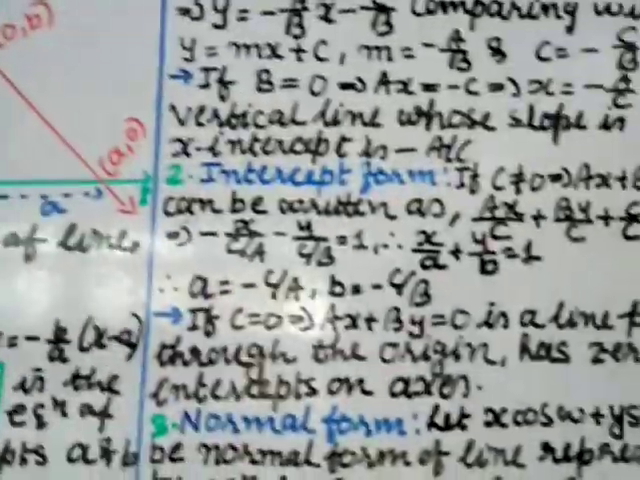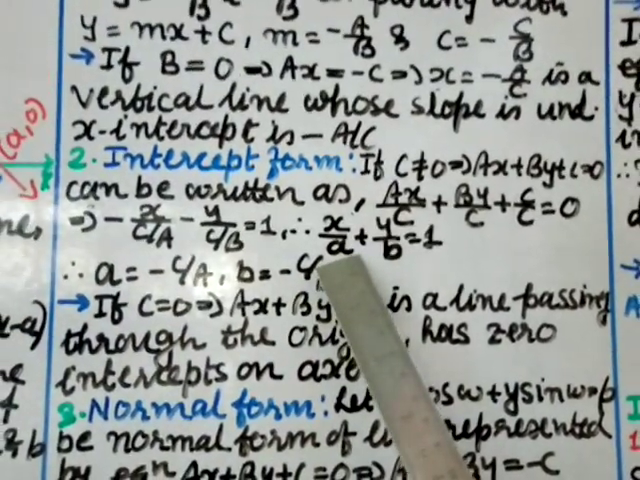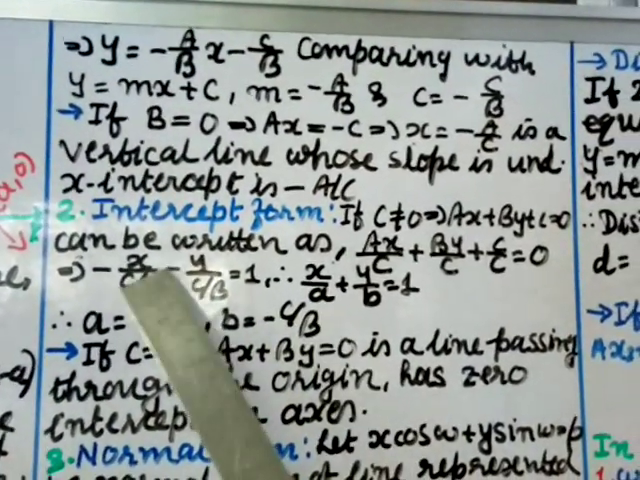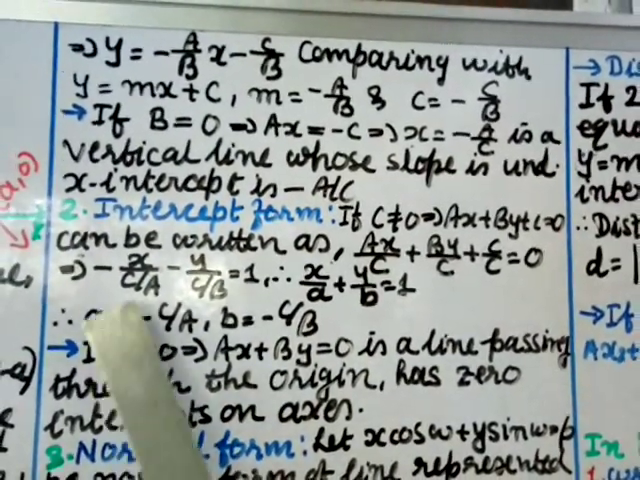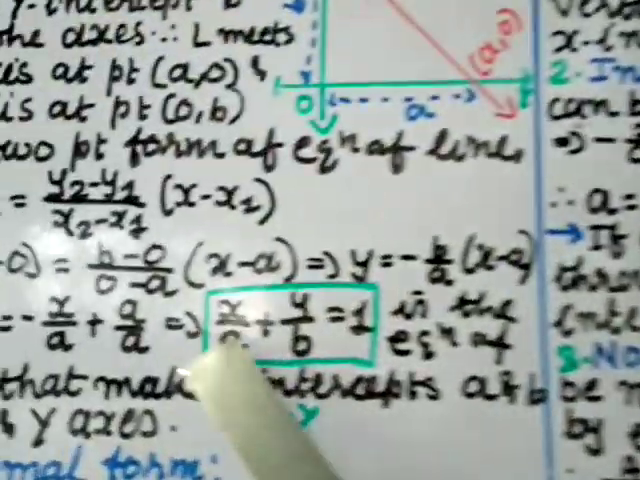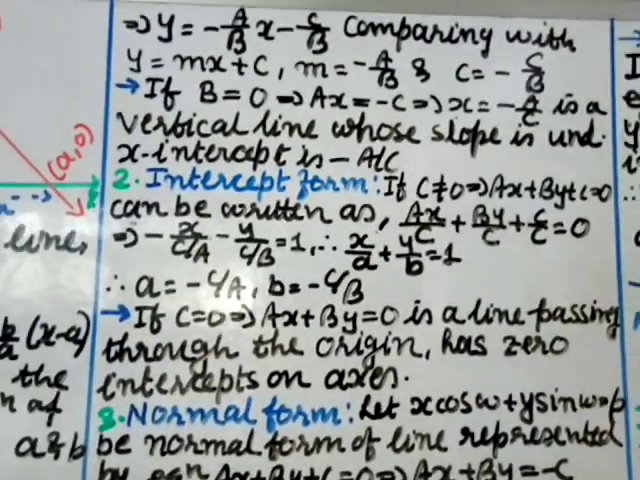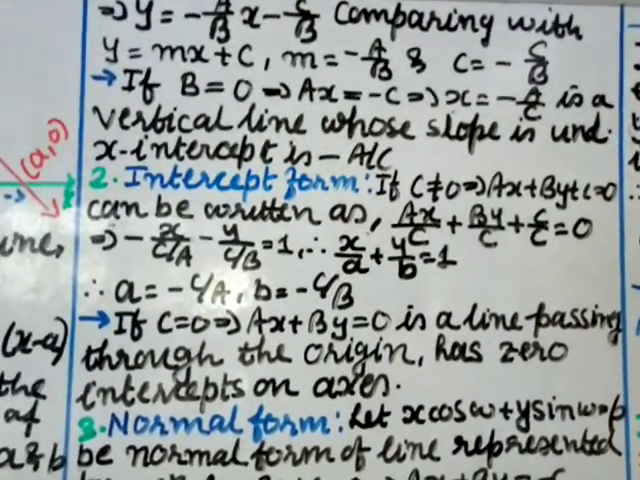Okay, so that is the one we have to compare. Here minus c by a will be equal to a, which is the x intercept, and minus c by b equal to b, that is your y intercept. I am just comparing and writing a, taking the negative also, because the equation should be plus, so you have to take negative also. So this is the intercept form of the equation of a line and the general equation.